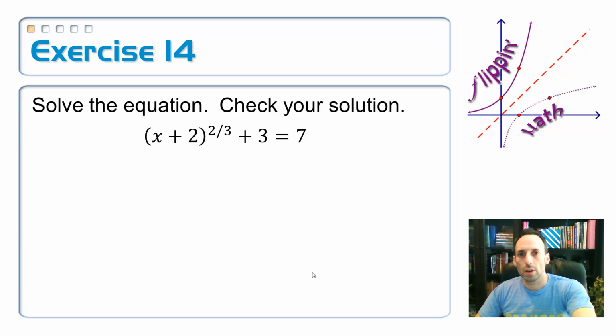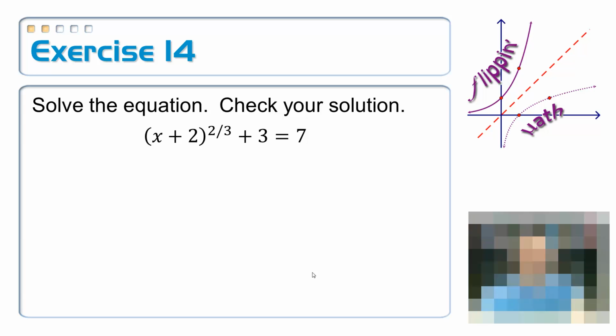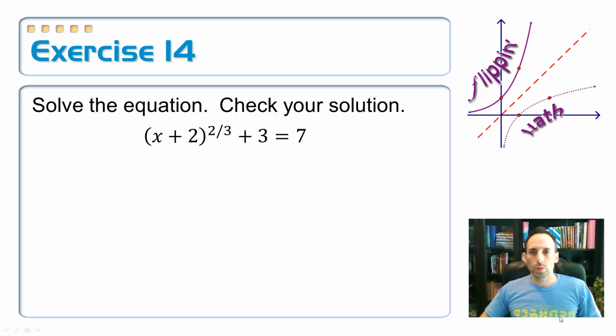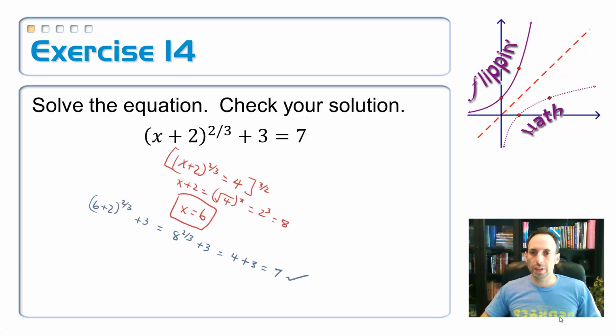So, why don't you give that one a try, right? Something new, something fresh, you want to try it to make sure that you understand what's going on. All right, so were you able to pull it off? Is this what you got?